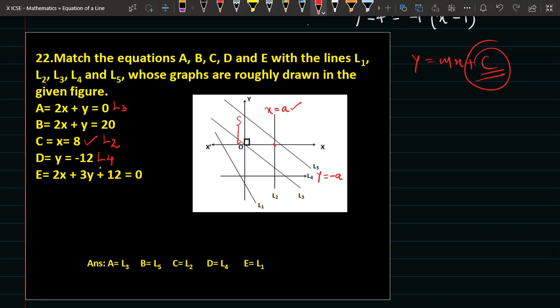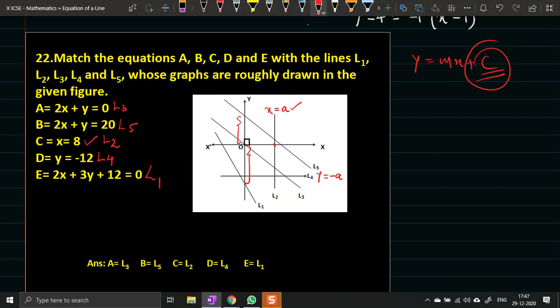No, this can also be possible. It will become -2x plus 20. Here it will not be this, it will become -12 there. If you put it in the form of y is equal to mx plus c, you should get a positive constant. That means our line which is L5 has the equation b. So what is left? e. What is e? Whose y-intercept is negative. So that is e, L1. L3, L5, L2, L4, L1. That's how you look at the line and figure out what its equation will be.